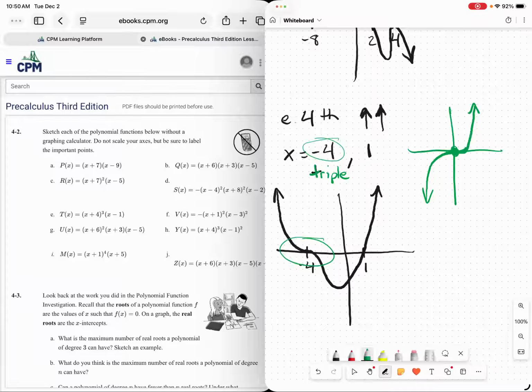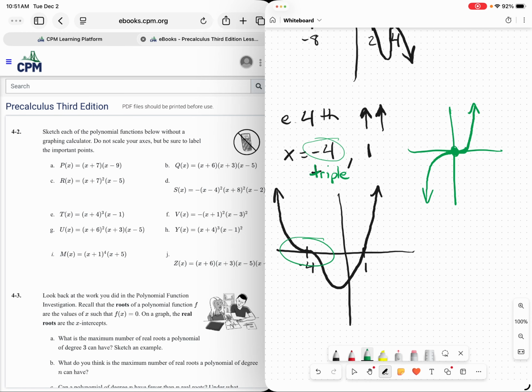And so now we know what happens with a double root or a triple root, right? So odds, 1, 3, 5, 7, are all going to cross the x-axis. Odd roots. The bigger the exponent, the flatter it's going to get though. So if we had x to the 99th, it's going to be really, really flat at that point. And then even roots, 2, 4, 6, are just going to bounce off. So they're going to bounce off. They're just going to be really, really flat.